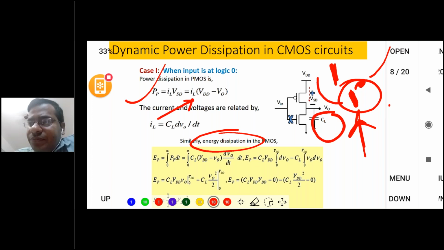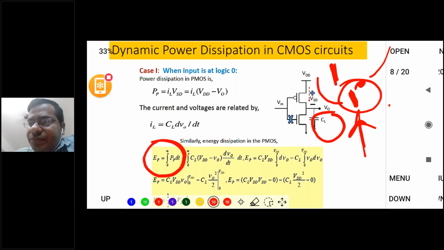Your dynamic power dissipation is complete. Your derivation part is complete. But now we are also capable to calculate the energy dissipation. So we go for the energy dissipation. How to calculate the energy dissipation? We know this formula.